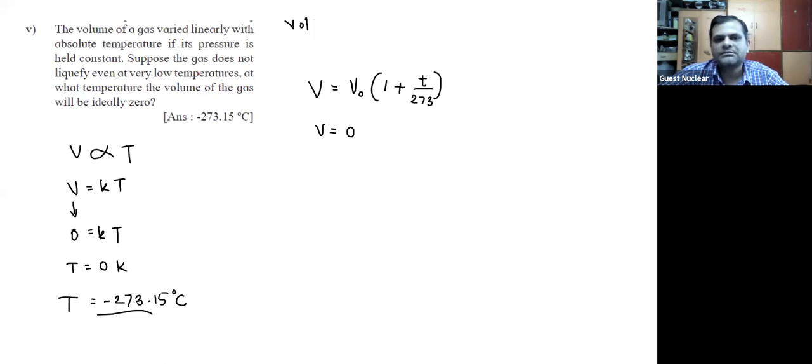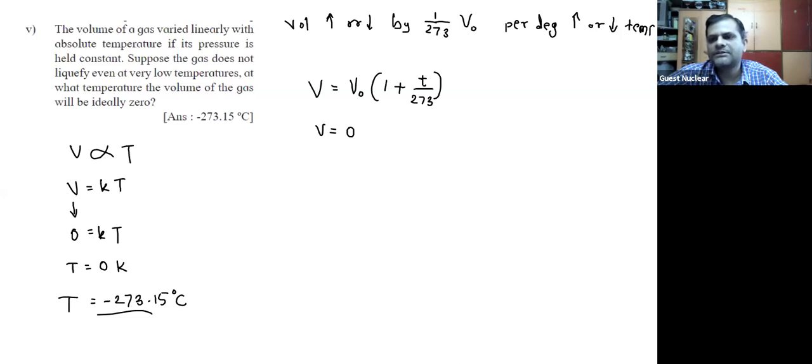The volume of a gas increases or decreases by 1 upon 273 times of its original volume at 0 degrees Celsius per degree rise in temperature. Okay, per degree rise or fall, obviously, in temperature. So as the temperature increases or decreases, even if the temperature rises by one degree Celsius, the volume will increase by 1 upon 273 times of its original volume. It means after a 1 degree Celsius increment, the new volume V1 will actually be V0 plus 1 upon 273 times of V0 here.